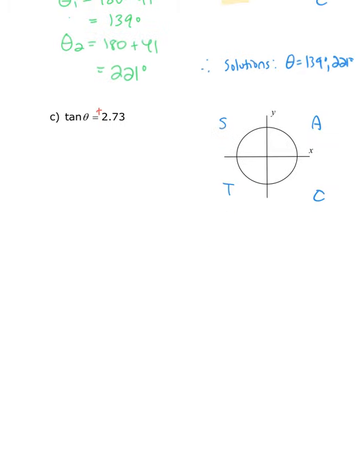And finally, we are going to solve tan theta equals positive 2.73. Tan is positive, so my solutions are going to be in quadrant 1, where they are all positive, and quadrant 3, where tan is positive. So using my calculator, inverse of tan of 2.73 is 70 degrees. So that is my reference angle. So if I were to draw that, it would be up here, which is where our solution will be. Therefore, this angle is a solution.